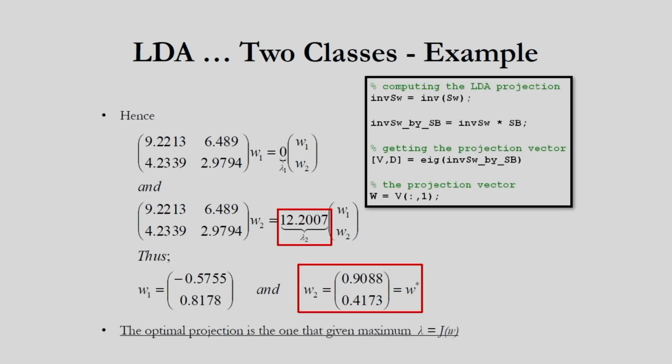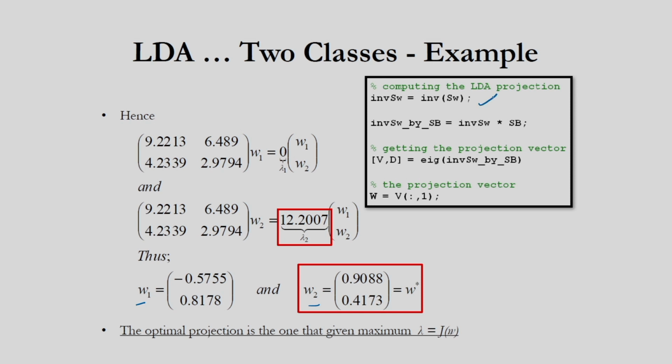After this, I can determine the vector W, that is, W1 and W2. So we can compute the LDA projection. It is nothing but, in MATLAB, you can do like this.